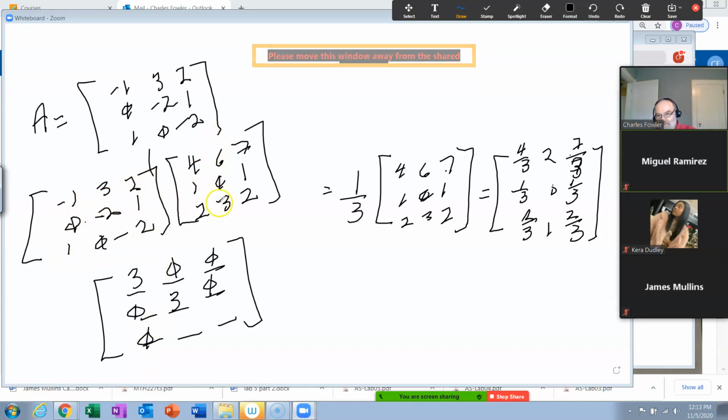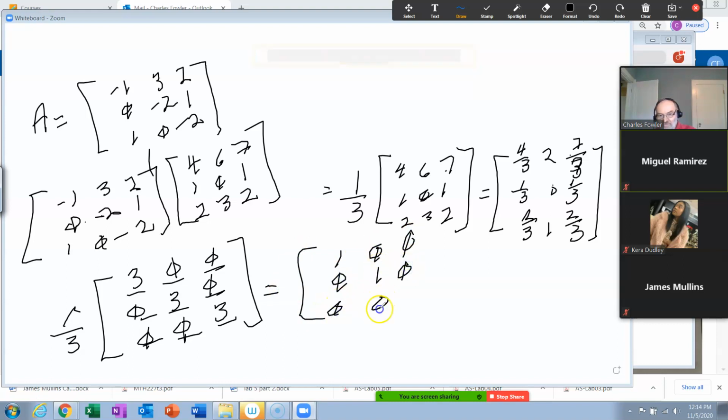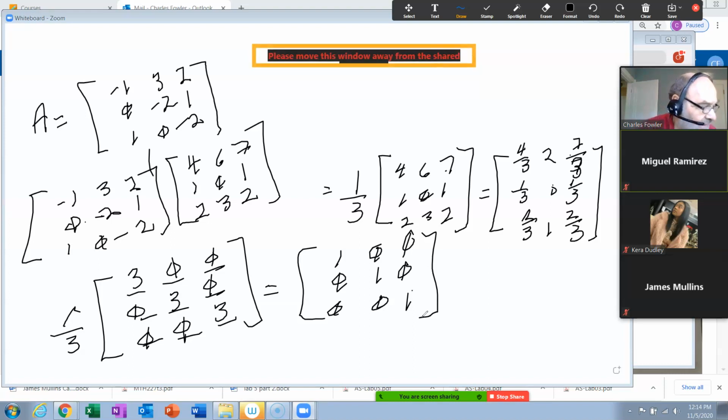Third row, second column, that would be a 6, 0, -6. That's a 0. And then third row, third column, 7 plus 0, -4. That would be a 3. And then just take a third of that and you get 1, 0, 0, 0, 1, 0, 0, 0, 1. All right, so sure enough, that gave us exactly the inverse of A.